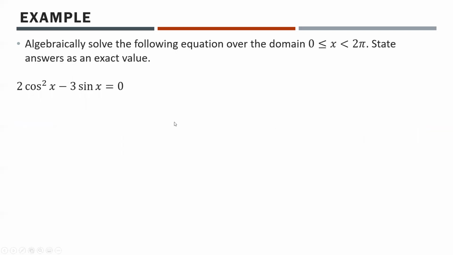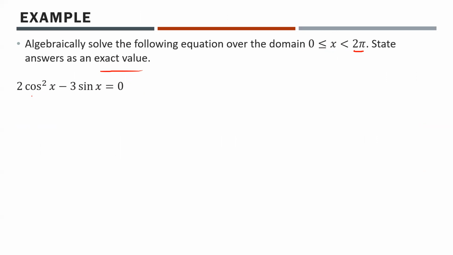Here we go. First example, straight out the gates: algebraically solve the following equation over the domain x is between 0 and 2 pi. So we know we're dealing with radians today. And state answers as an exact value. That means no rounding using a decimal. We have to have exact value answers here with pi, right? So what we've got is 2 cos squared x minus 3 sine x equals 0.